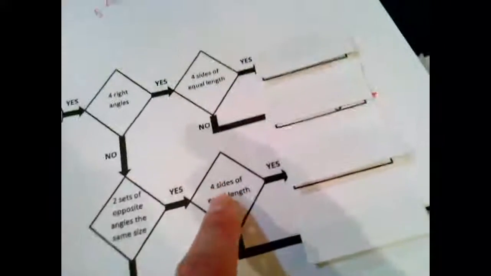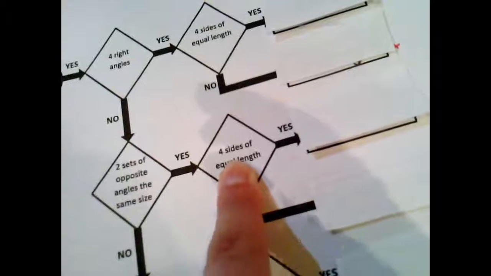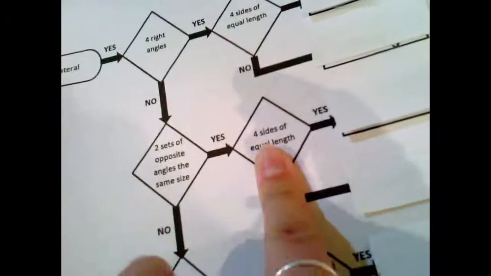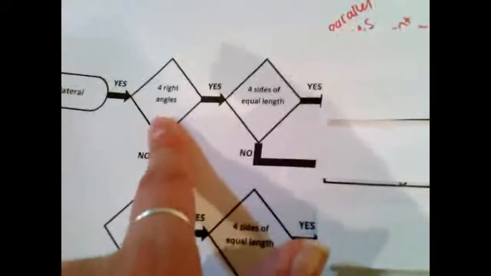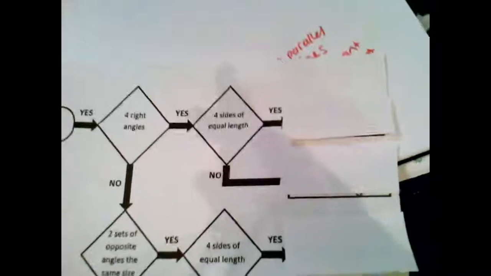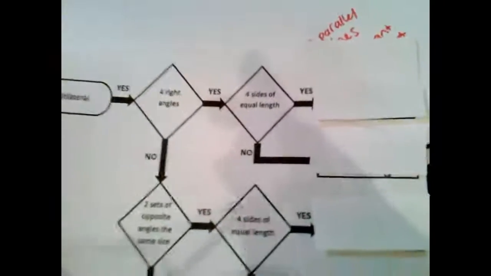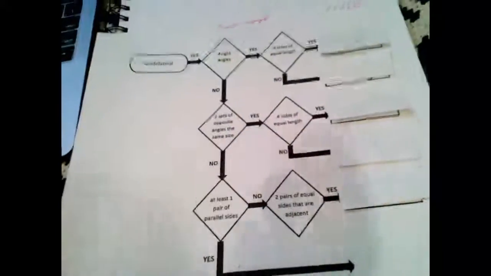For our rhombus, it needs to have 2 opposite angles the same size and 4 sides of equal length. So it needs to have all of that. Whereas even more specific, in order to be a square, it has to have 4 right angles and 4 sides of equal length. Okay, so hopefully that was helpful as you head into some true and false questions about shapes.